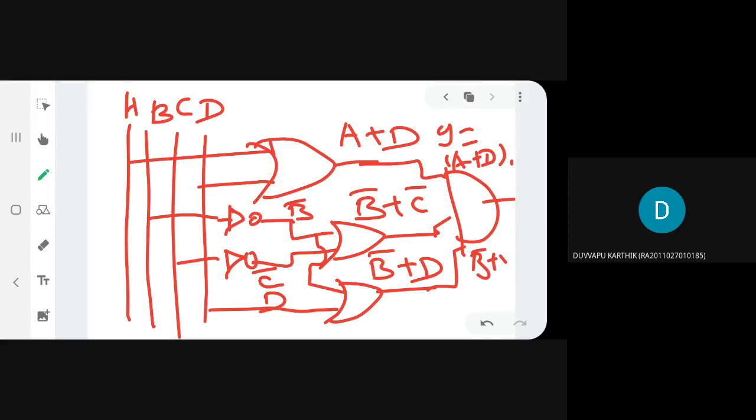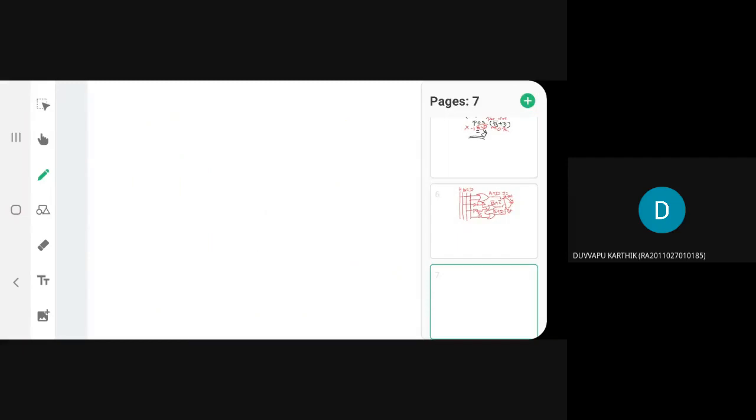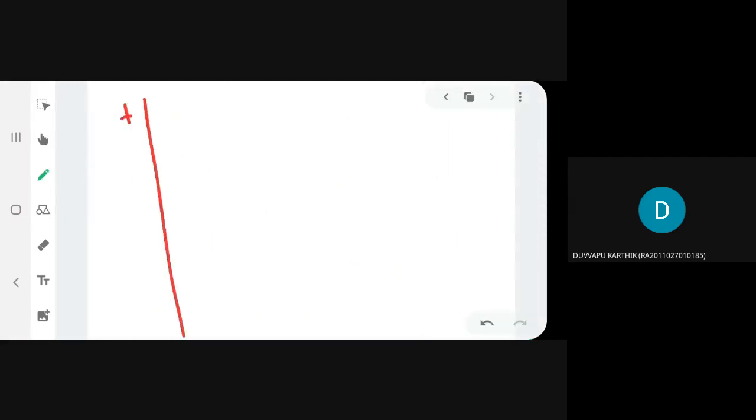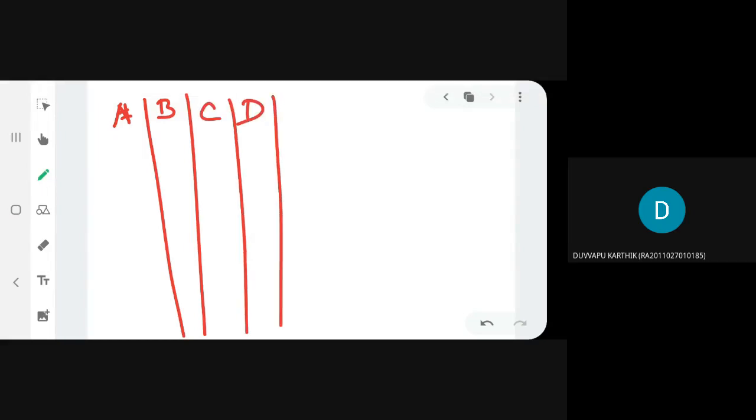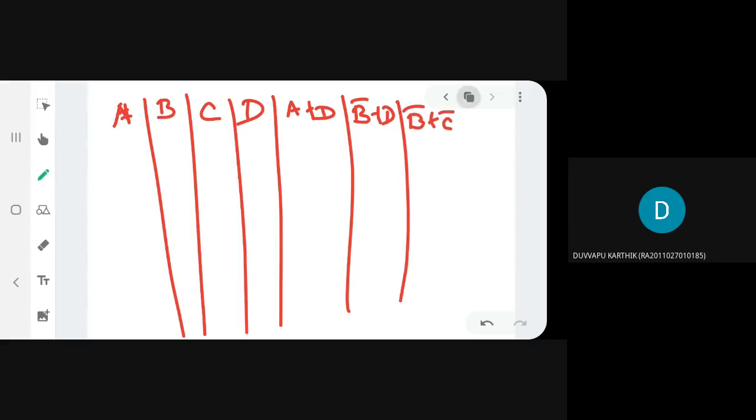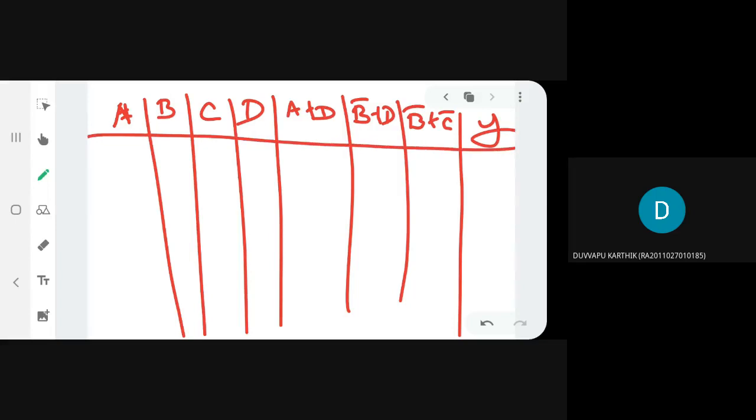Next thing that you have to do is check the output. What output you have to check? Using the laboratory you are going to check. So you have to do the truth table combination. So first thing is A, B, C, D. Then A plus D. Then B bar plus D. Then B complement plus C complement. Then finally your output Y. Like this, you have to do the truth table.